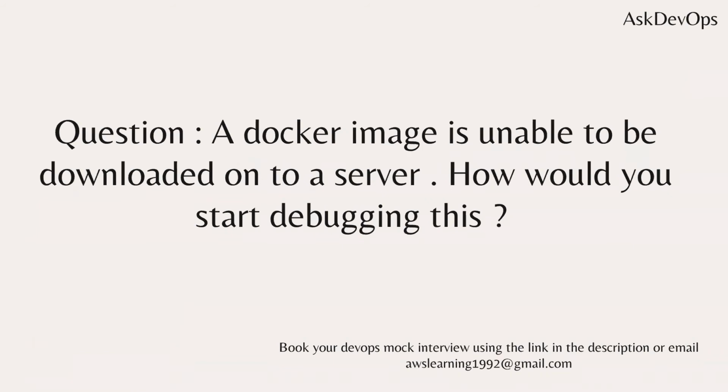The first question is, a Docker image is unable to be downloaded on a server. How would you start debugging? It's a pretty simple question. Whenever we do Docker pull, we will download an image from somewhere. This can be Docker Hub, this can be ECR, doesn't matter. And in this particular question, what they are trying to ask is, you're trying to pull a Docker image, but it is not able to download. It is giving some errors. Unfortunately, they have not given you the exact error message, but they're asking you, how will you start debugging this?